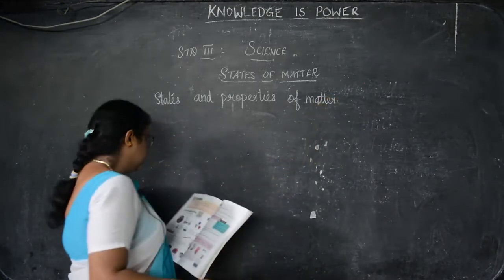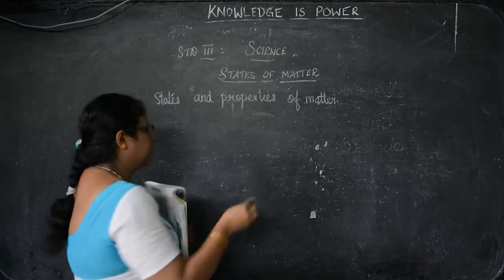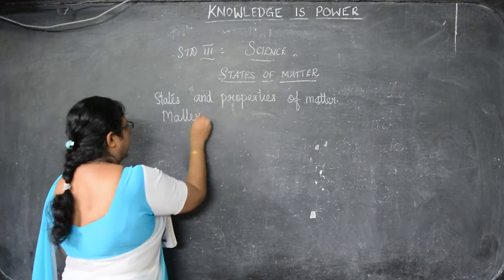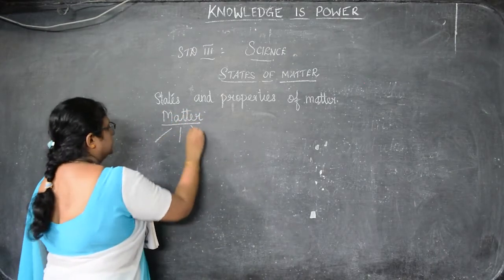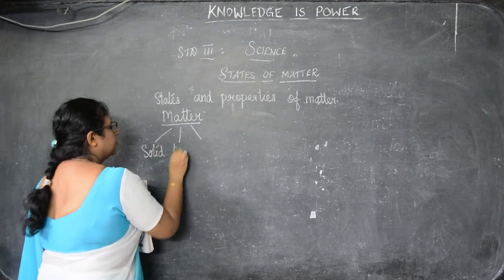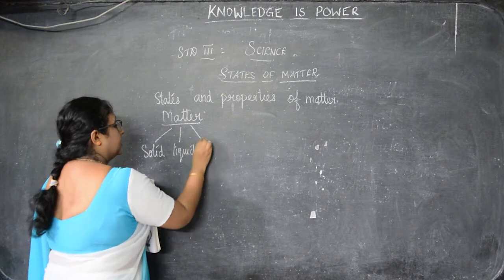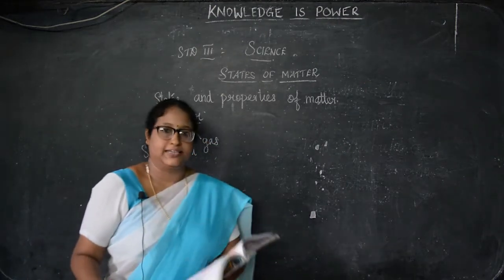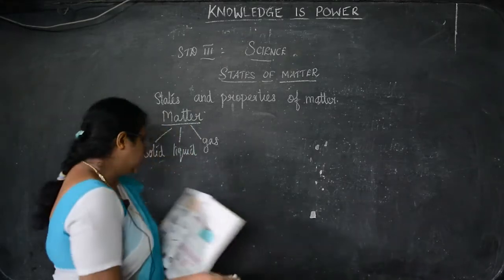Matter exists in three ways, that is solid, liquid and gas. So what are the three? Solid, liquid and gas. Now first we take the solid.